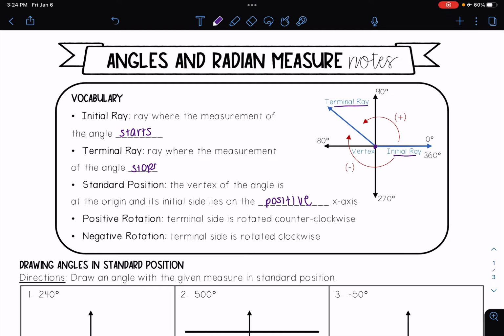The positive rotation is when we start from the initial ray and rotate counterclockwise. And that is going the positive direction. If we're going the negative direction, we start the initial ray and go clockwise.